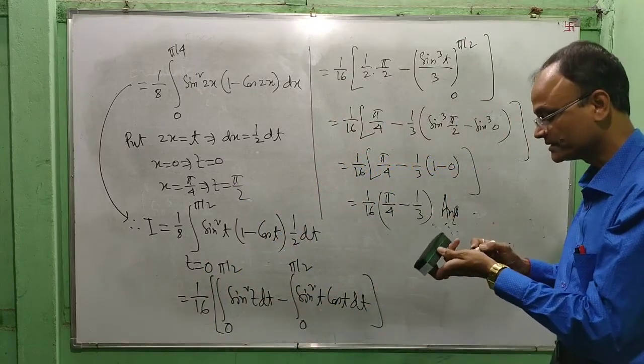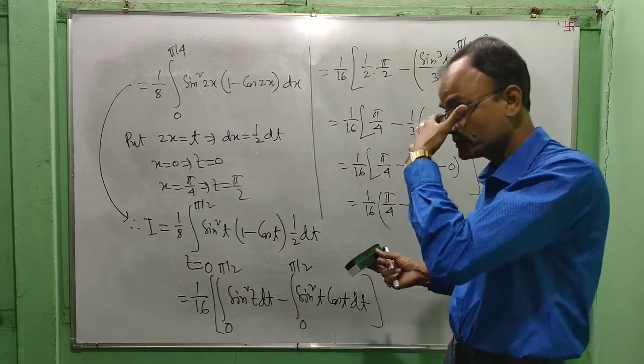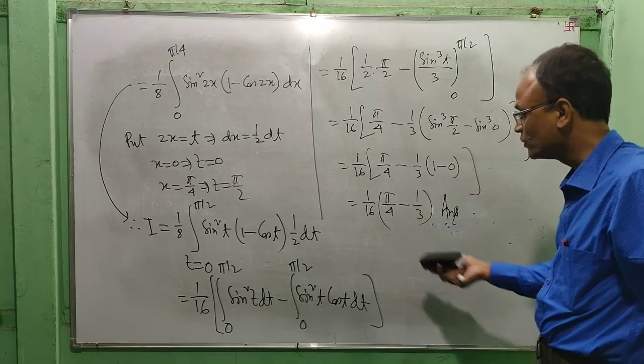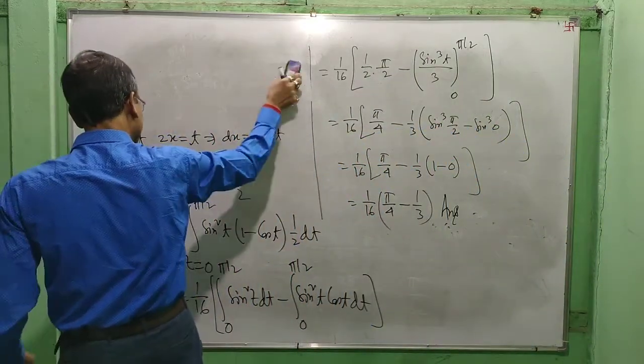So when the limit is 0 to pi by 4, the answer is 1 by 16, pi by 4 minus 1 by 3. Let us take another example.